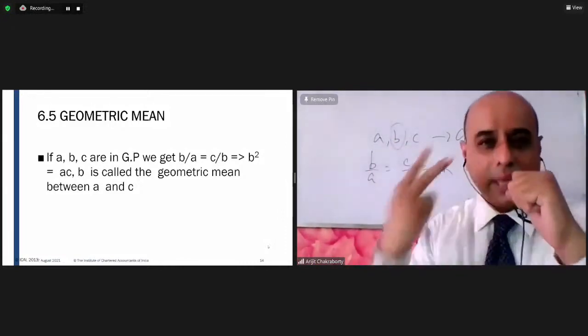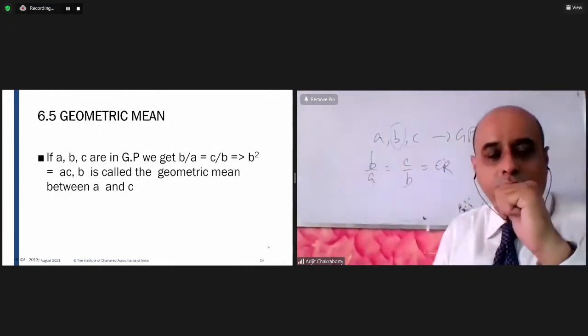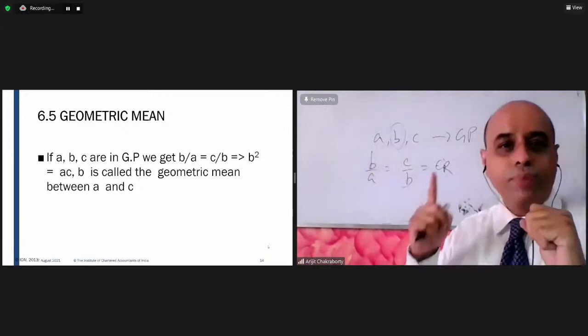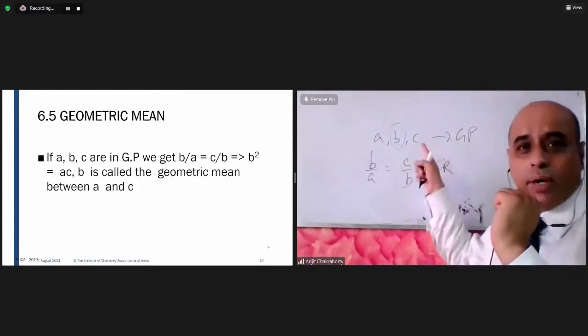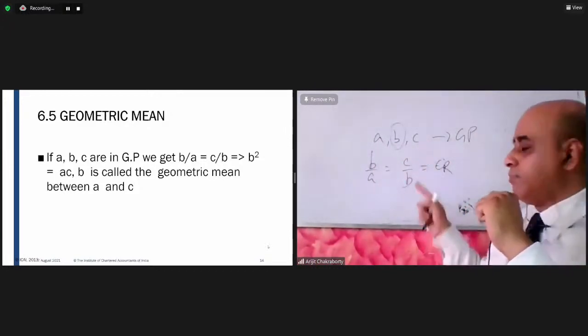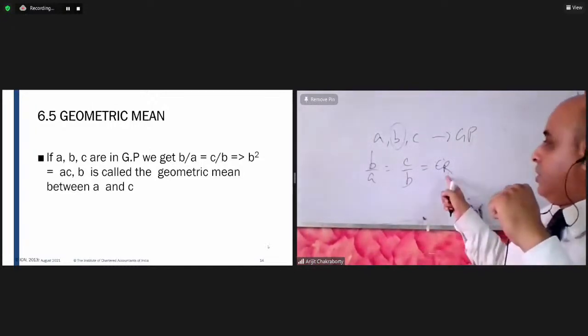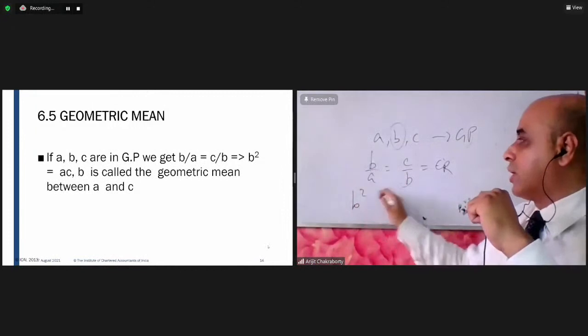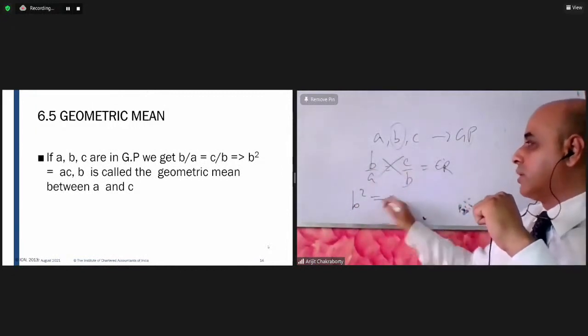Here, B is the second term, C is the third term. So the second term divided by the first term, B by A, has to be equal to the third term divided by the second term, C by B. Therefore, we get a common ratio. And cross multiplying, we get B square equal to AC.